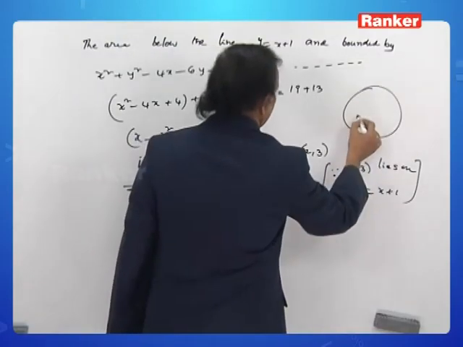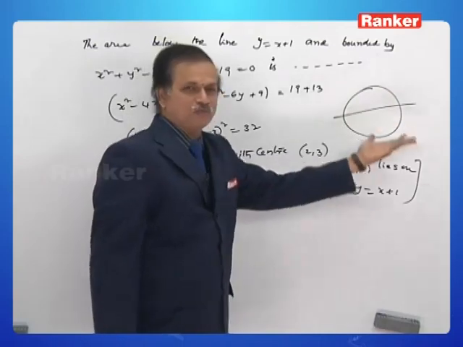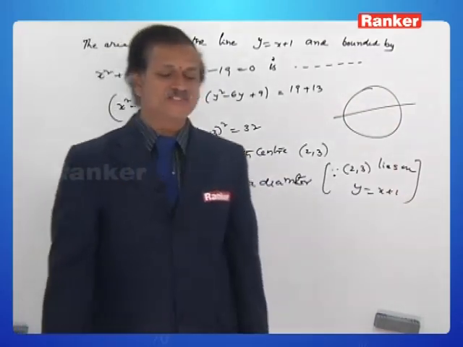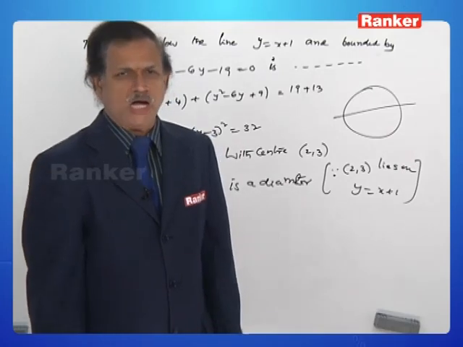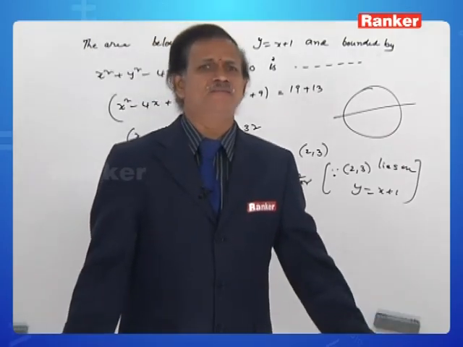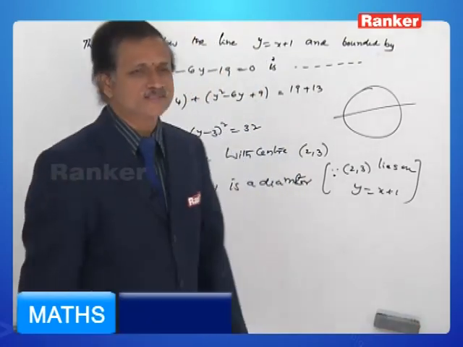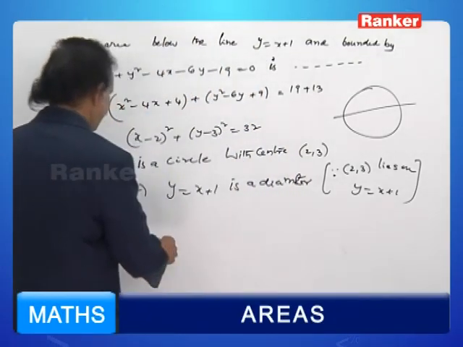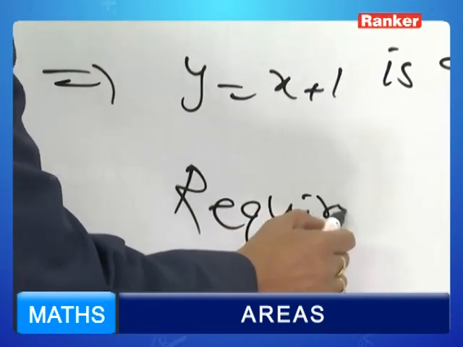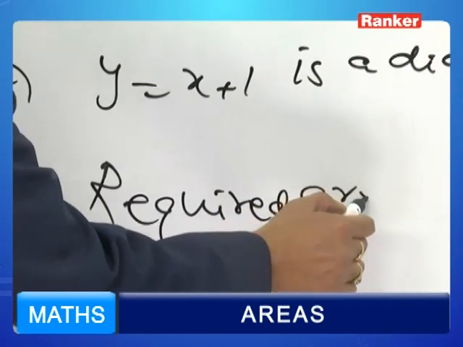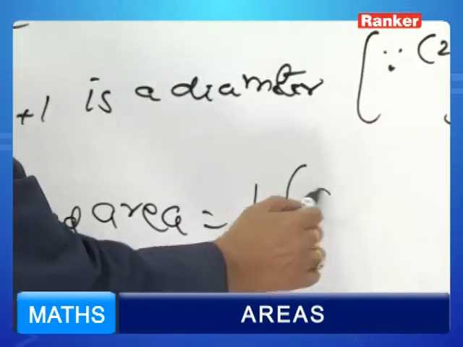This is the circle. This is the diameter. Area below the line and bounded by this means, what does it mean? It is just nothing but half the area of the circle, or the area of the semicircle below the diameter. Whatever you like. Therefore, the required area is equal to half into the area of the circle.